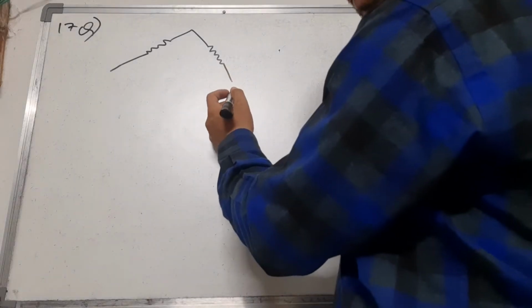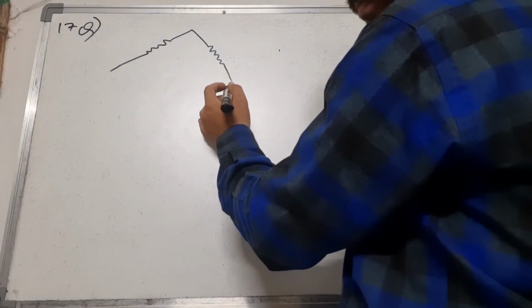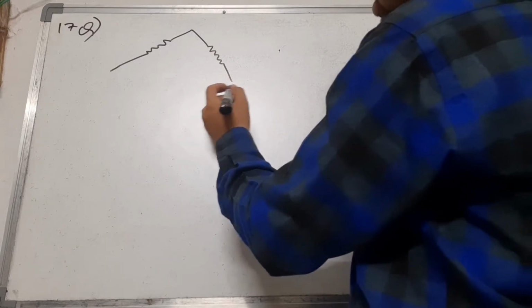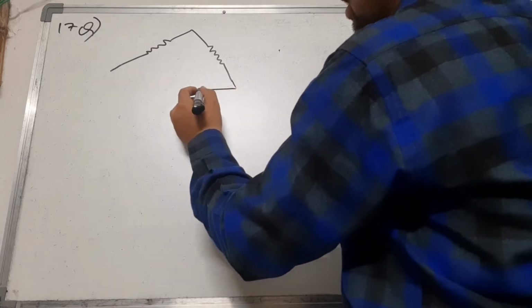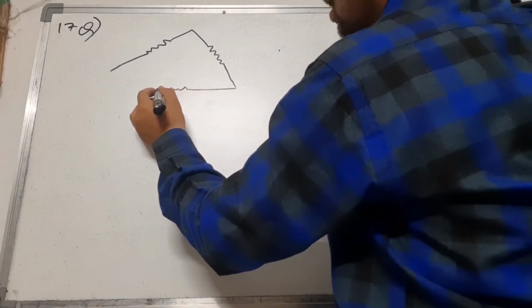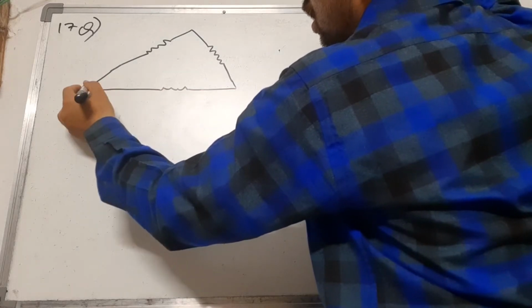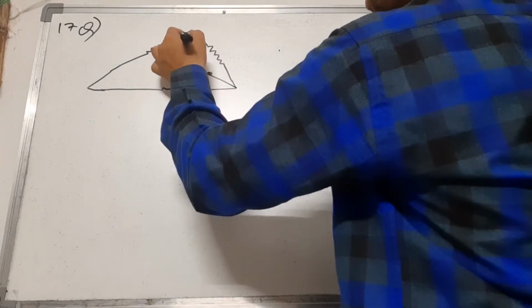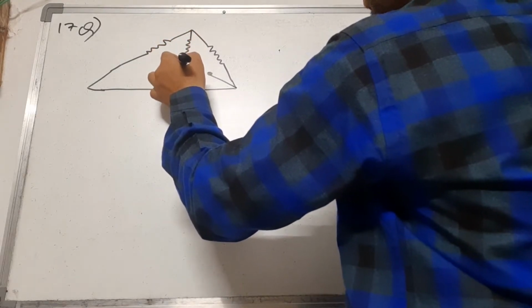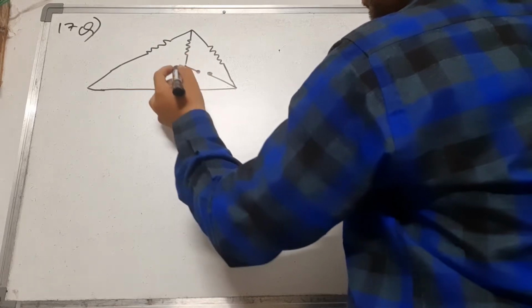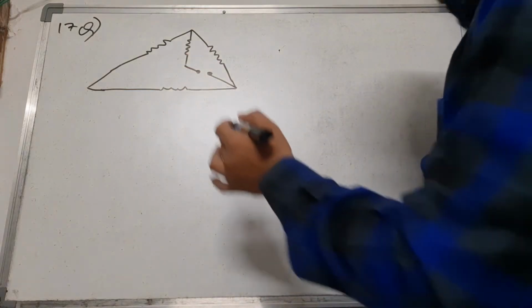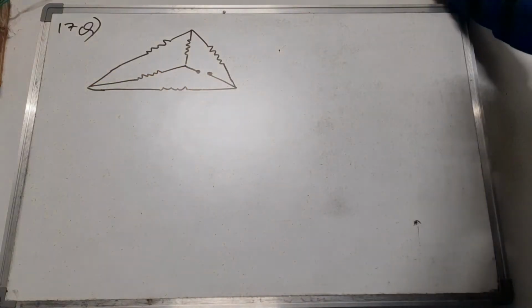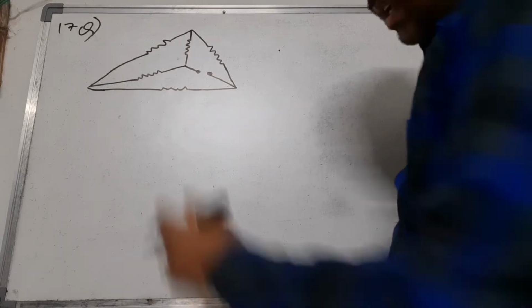Resistors are connected in the form of a triangle. Okay, 1, 2, 3, 4, 5. So like this they are connected. This is one terminal. This is another terminal. Like this connected. Okay, so all are equal resistors.